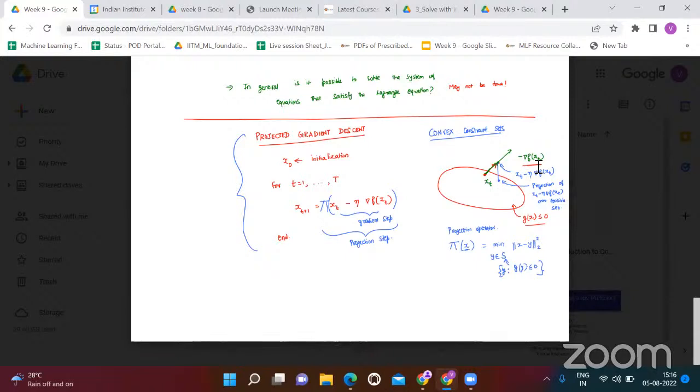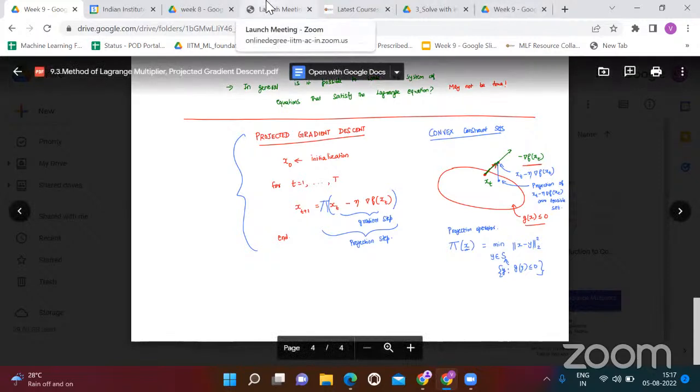I'll just tell you in one line. Earlier we were not having any condition on the constraint. Now I'm having a condition on the constraint, so I started using projected gradient descent. And in projected gradient descent, we just started doing one projection operator.